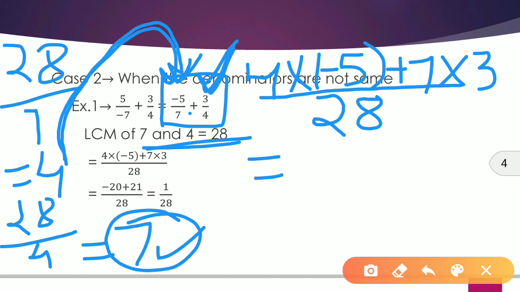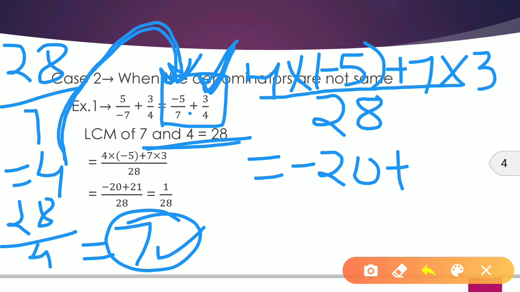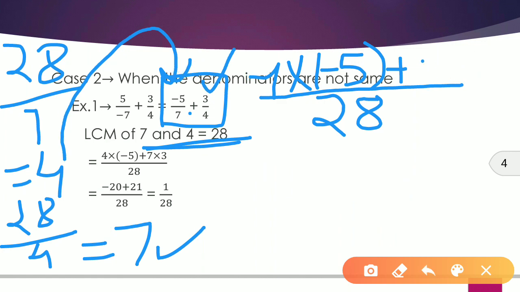Here 4 is with the positive sign, 5 is with the negative sign. Positive multiplied by negative always gives a negative. 4 into 5 gives you 20. Then plus 7 into 3 gives you 21. In the denominator 28. Now here minus 20 plus 21.